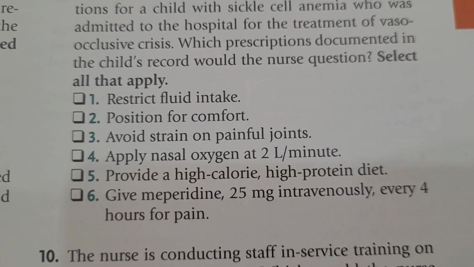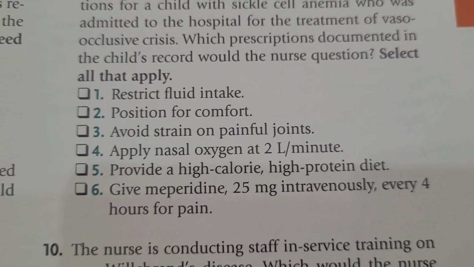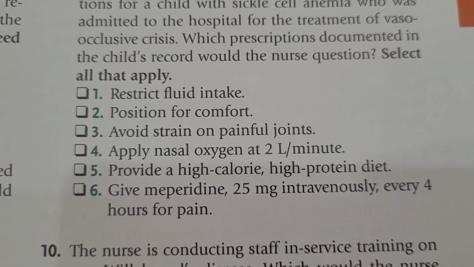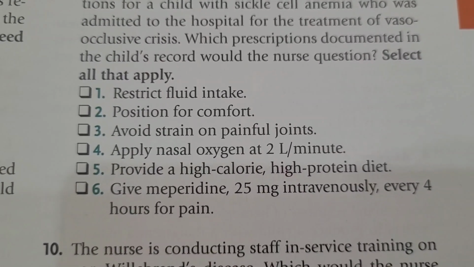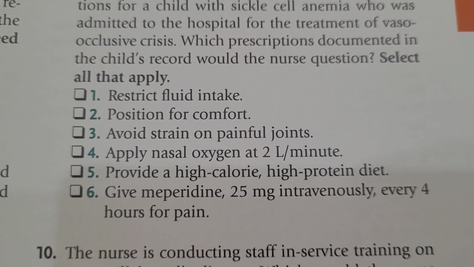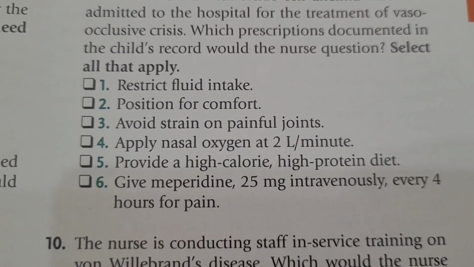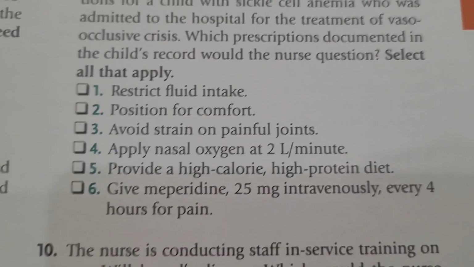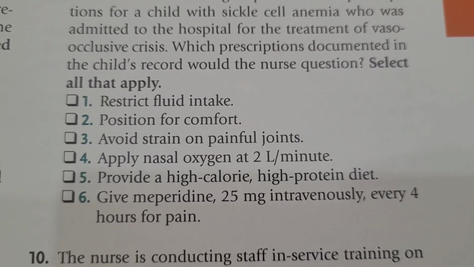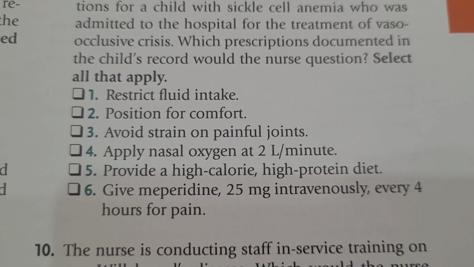Number 4, apply nasal oxygen at 2 liters per minute. Yes, this is also an incorrect option because that is a correct statement, because insufficient oxygen causes the cells to assume a sickle shape, and the cells become rigid and clump together. If that happens, it will obstruct the capillary blood flow. So applying nasal oxygen at 2 liters per minute is a good option, it is correct. So this is incorrect here.